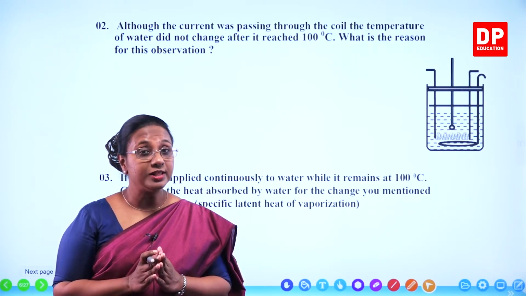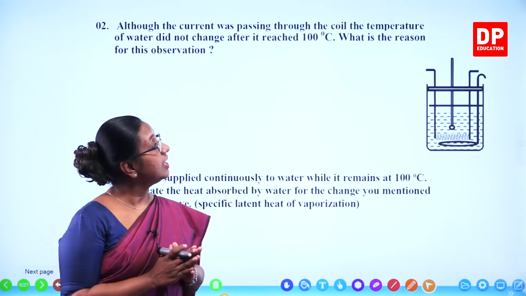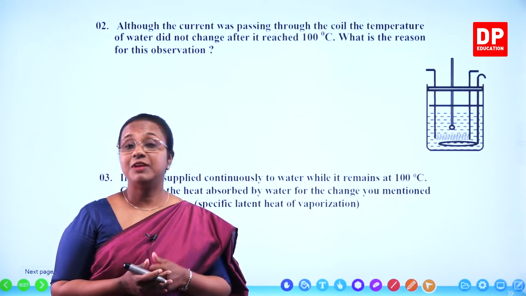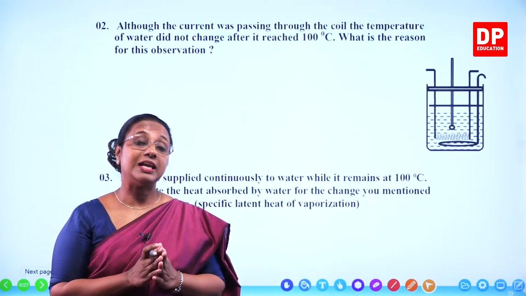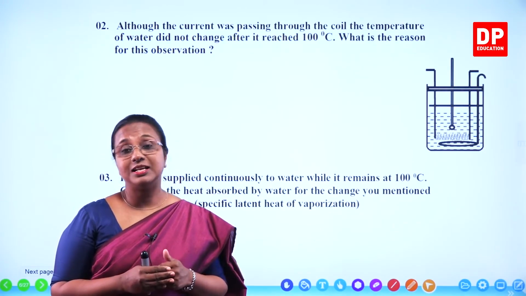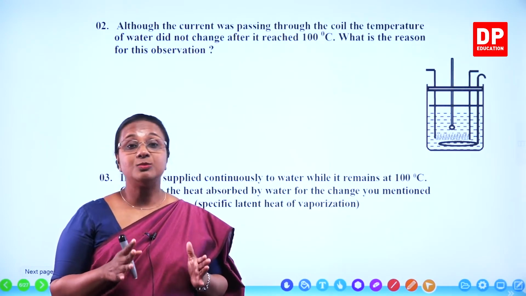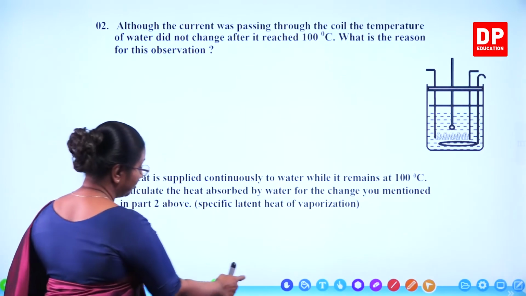And what do we call that? That is the latent heat. Since it is at the boiling point, we call it latent heat of vaporization. So that is the reason we need to supply heat. It is absorbed as latent heat, but there will be no change in temperature. That is when there is a state change. So that is what you have to write here.